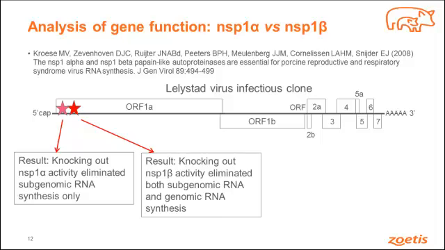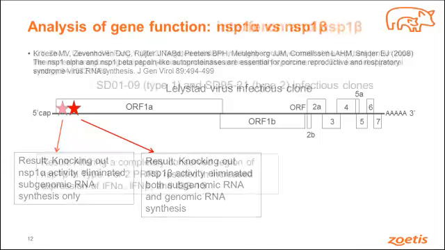And so individually they knocked out the same protease domain in either NSP1 alpha or NSP1 beta and got these results. Knockout of alpha knocks out subgenomic RNA synthesis only. Knockout of NSP1 beta knocks out subgenomic RNA synthesis and genomic RNA synthesis. So here's an example where 2 genes with similar functions really don't have the same function, and here's how you show it.